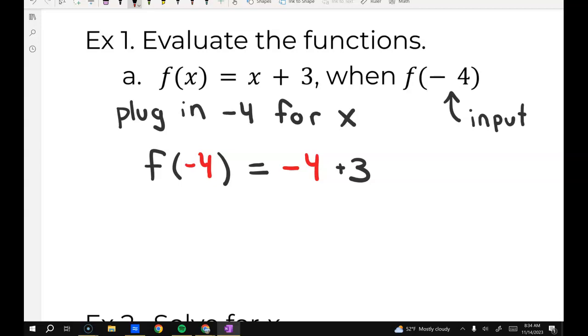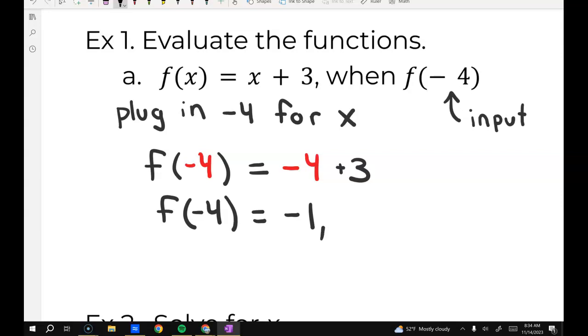And now on the right-hand side of our equal sign, we're just going to evaluate, which means combine like terms, multiply, do whatever you can. So we're just taking -4 plus 3. So that would be -1. And we could write our final answer as f of -4 is equal to -1.